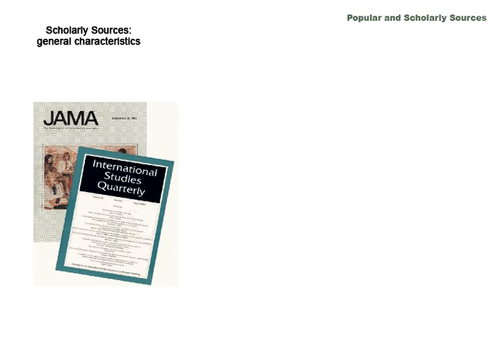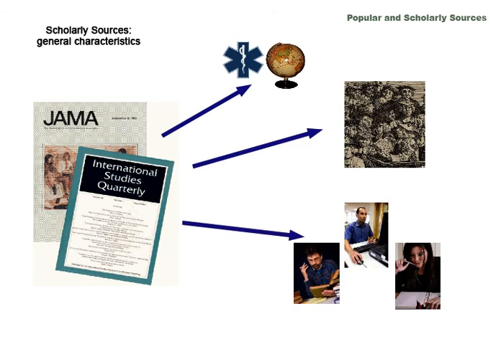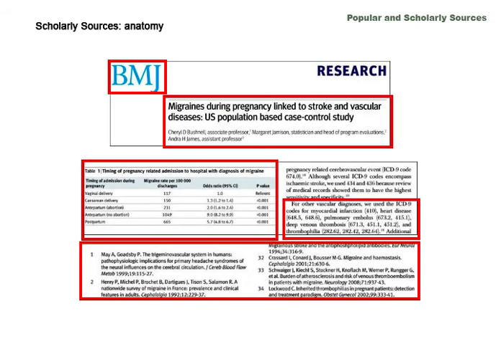Scholarly literature is published in subject-specific journals. In this example, you can see the Journal of the American Medical Association, or JAMA, and International Studies Quarterly. Scholarly journals are typically available through subscription only. You usually can't find them in stores. These articles are geared towards scholars and experts in the field, and they undergo reviewing by other scholars in the field. This is known as the peer review process. Some characteristics of scholarly sources.